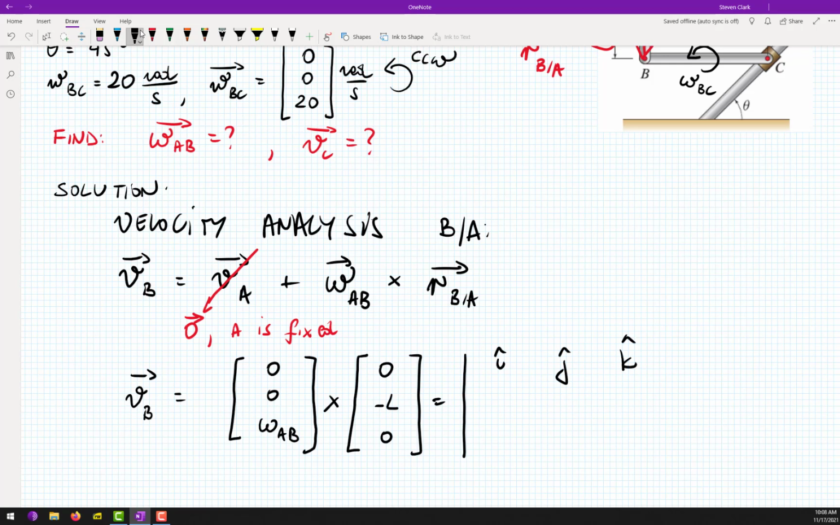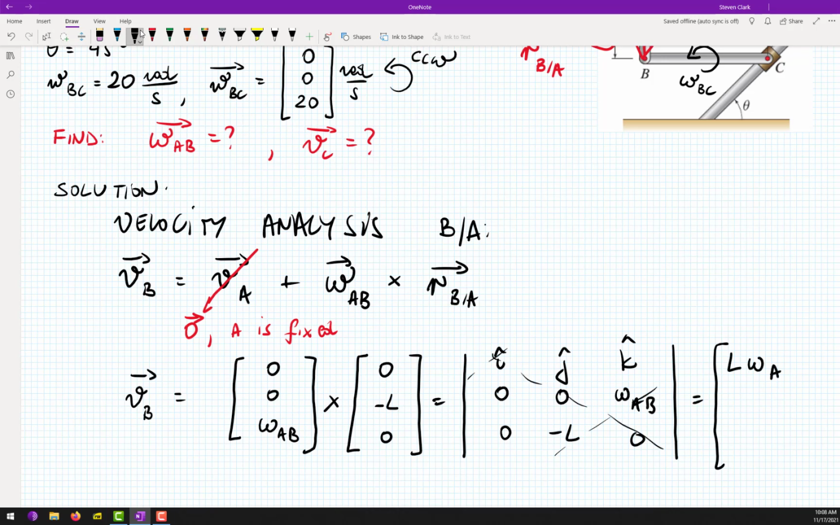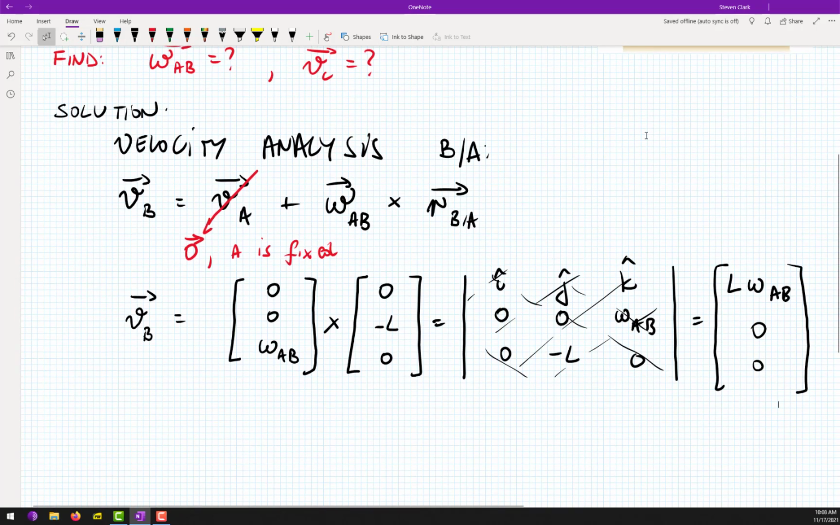Let's do our determinant: i, j, k; 0, 0, omega AB; 0, minus L, 0. So this will be L omega AB, 0, 0. Great, but we don't know omega AB, so we must leave it like that for now. Any questions about what happened on the board? Okay, so to solve the problem, what are we going to do next? Anybody want to give it a shot?